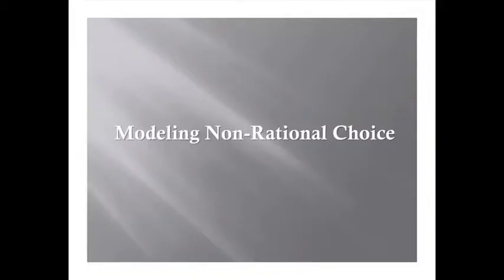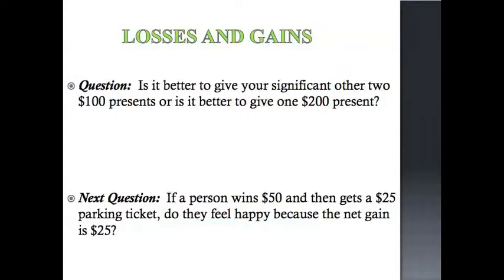Modeling non-rational choice. Now, that pool example is pretty rational. That's like, I've got to get the correct ball in the correct hole. So, losses and gains. Let's take something that's less rational here. Is it better to give your significant other two $100 presents or one $200 present? Okay, who's for two $100? One $200? Doesn't matter. Well, see, that's a mathematician speaking there. We'll probably say it doesn't matter.